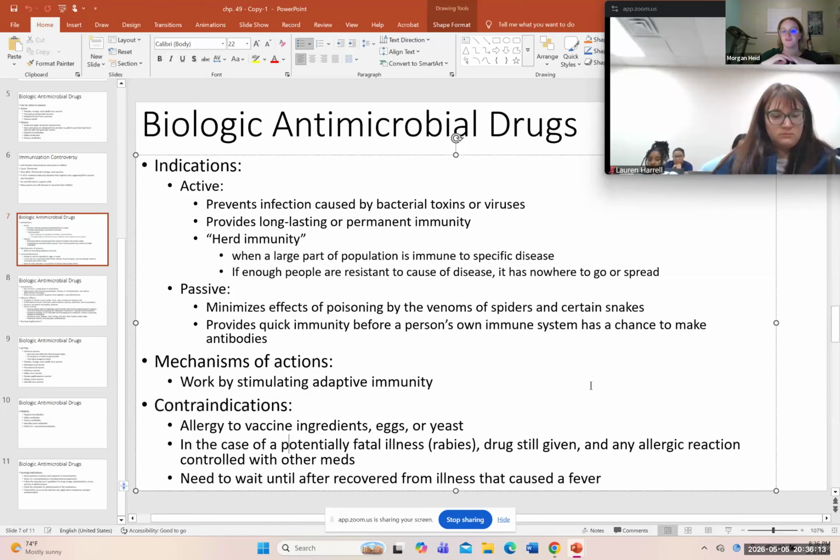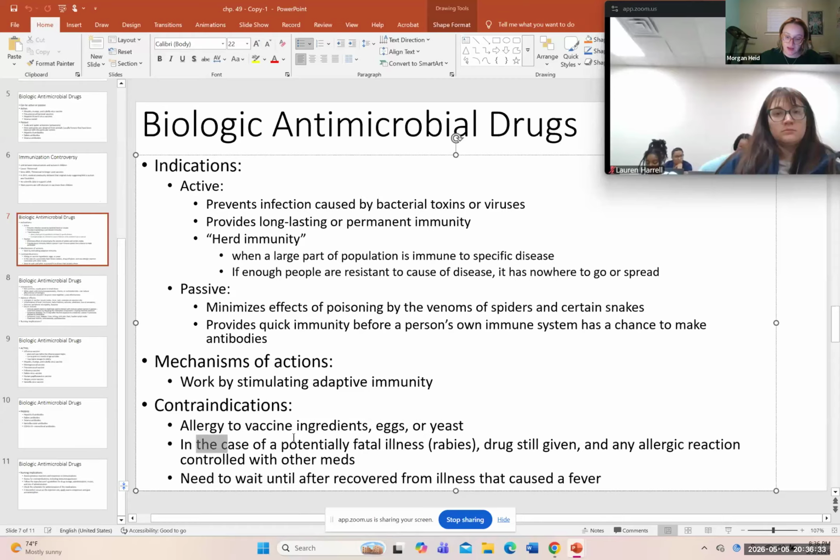Contraindications. If you're allergic to a vaccine, should you get it? Probably not. They do have different versions, so you would probably have to find a version that didn't have ingredients that you were allergic to, or you may just not be able to get that vaccine.